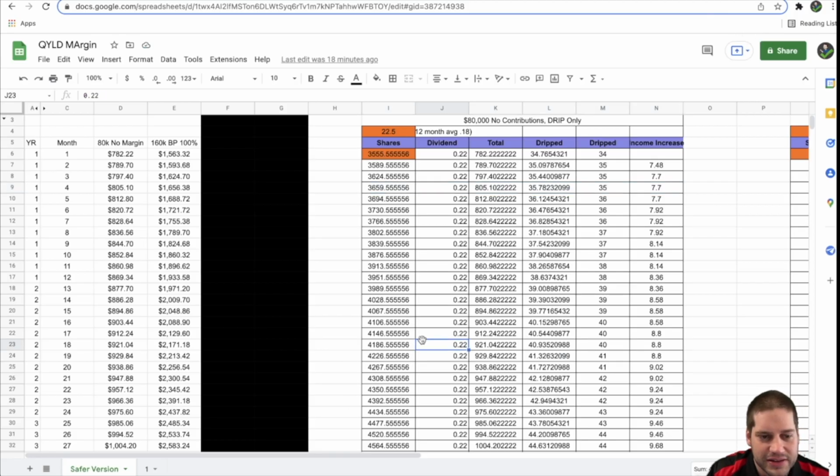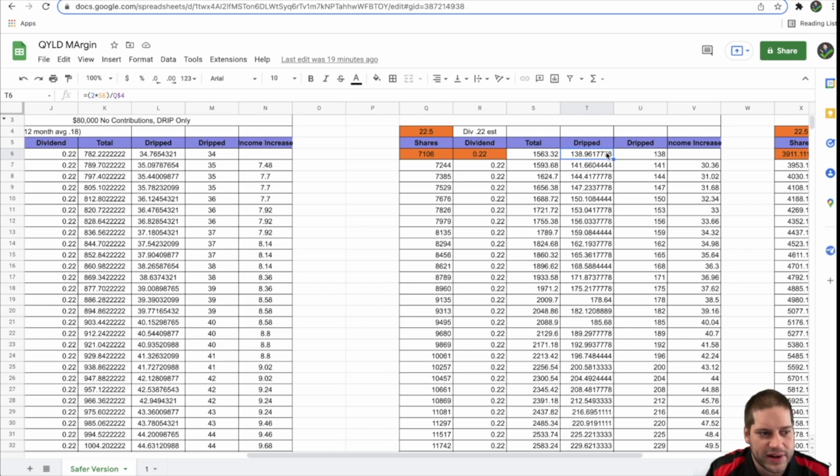So what I was looking at is, let's compare what would happen if you only took that 80K, bought QYLD, and let that drift versus his plan. And I used the spreadsheet that I made before. I just modified it to accommodate this, and you can see how this plays out.